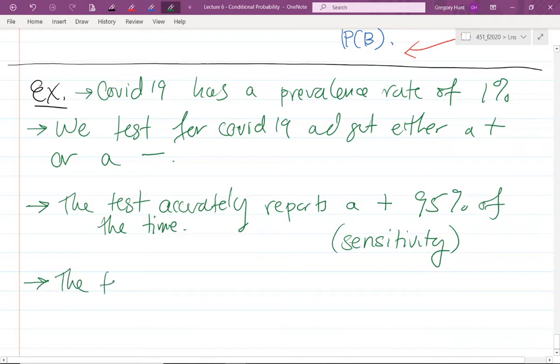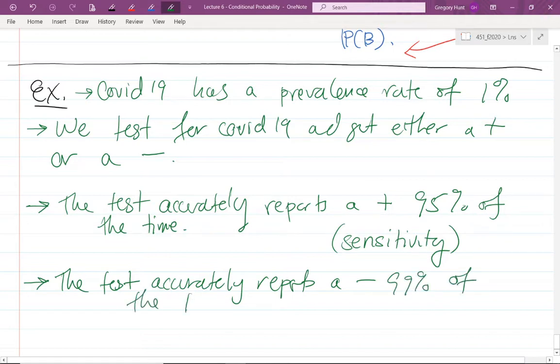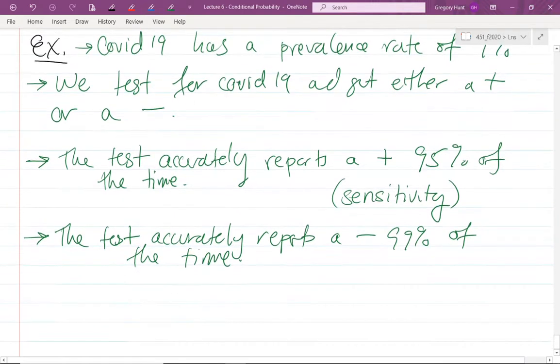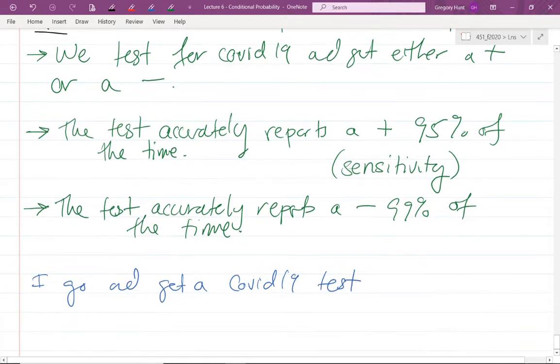Conversely, the test accurately reports a negative result, let's say 99% of the time. These are made up numbers, but you can play around with them, and you can realize why there's so much discussion of this. So, what do I do? I go and get a COVID test. You don't actually know if you have the disease or not, but you get a test to help you determine if you have the disease.